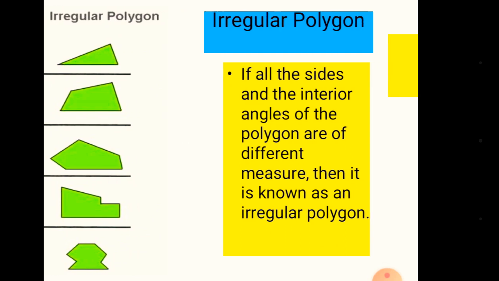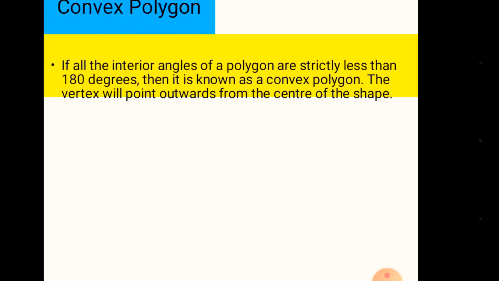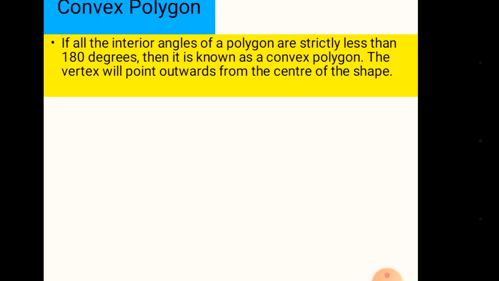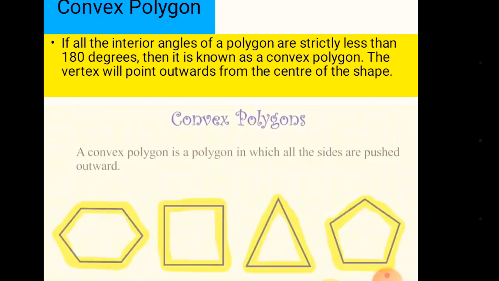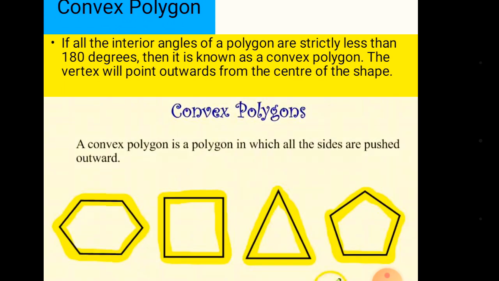Now, moving ahead with another type of polygon, that is convex polygon. Now, what are convex polygons? If all the interior angles of a polygon are strictly less than 180 degrees, then it is known as convex polygon. The vertex will point outwards from the center of the shape. So, according to the definition, these are the examples of convex polygon.